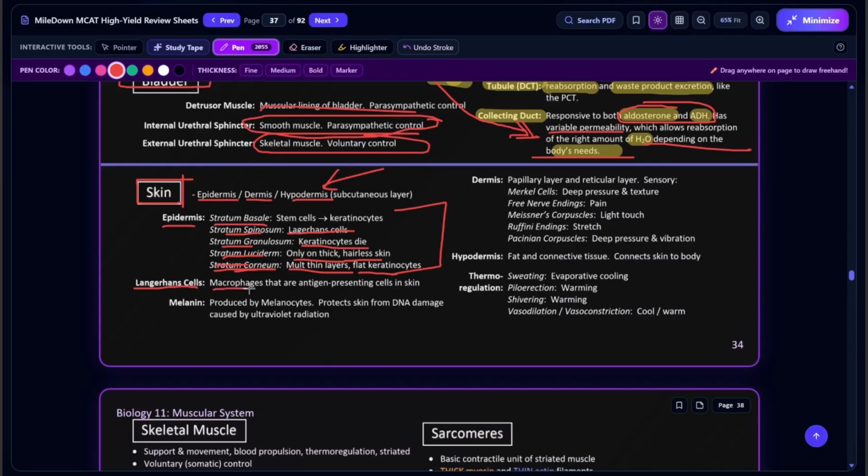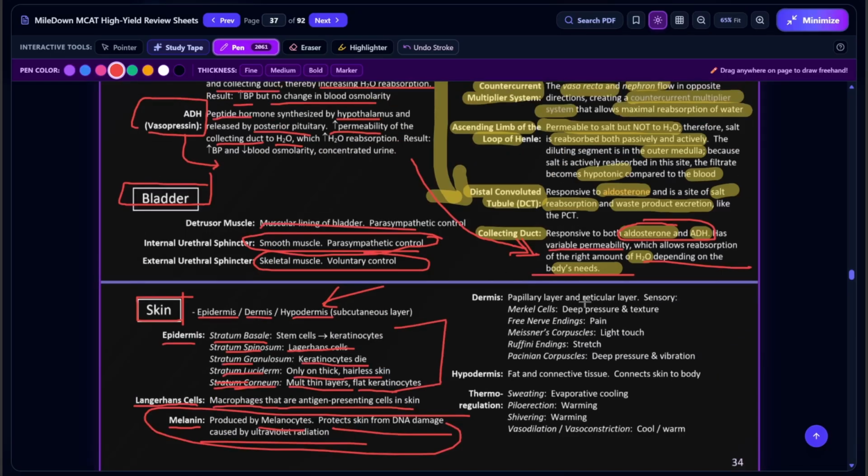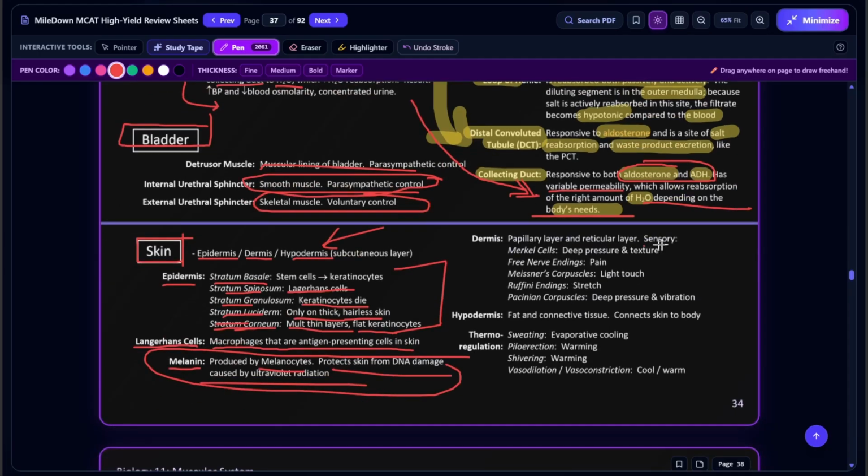Langerhans cells are macrophages that are antigen presenting cells in the skin. Melanin is produced by melanocytes and protects the skin from DNA damage. The dermis has a papillary layer and a reticular layer. Sensory cells can detect things: Merkel cells detect deep pressure and texture, free nerve endings detect pain, Meissner's corpuscles detect light touch, Ruffini endings sense stretching, and Pacinian corpuscles detect deep pressure and vibration.